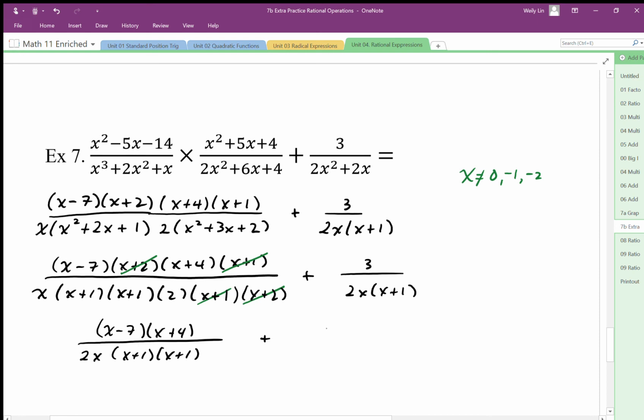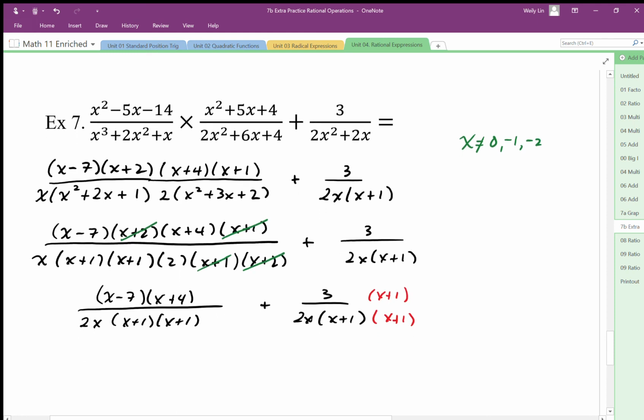Now I can think about adding these together. Okay, so BEDMAS says I have to finish all the multiplication and division first. Now I can do the addition and subtraction. So here, the common denominator, if I take a look at those denominators, this has all the factors this one has, except this one's just missing an extra x plus 1. Okay, so now I have a common denominator. I can add these together. So to combine like terms, I'm going to have to expand this out again and then combine it with the like terms over here.